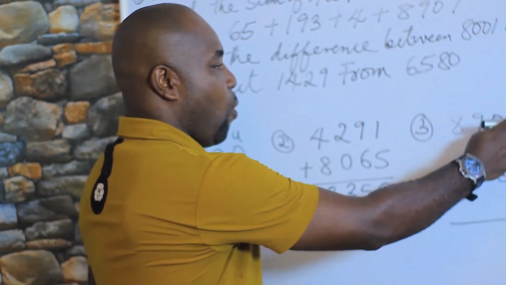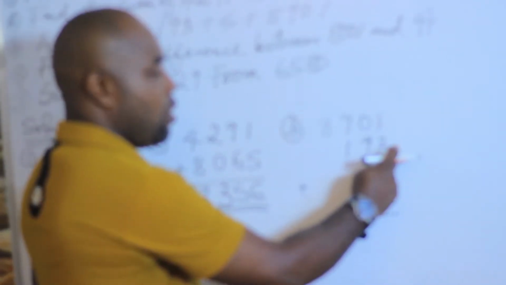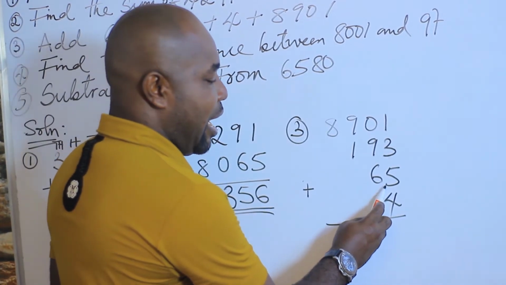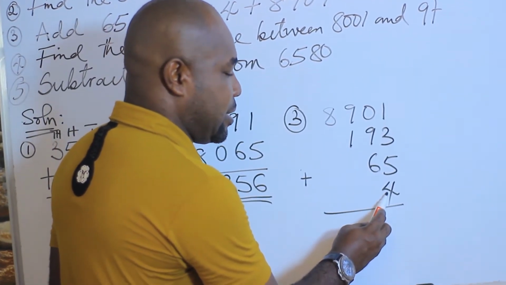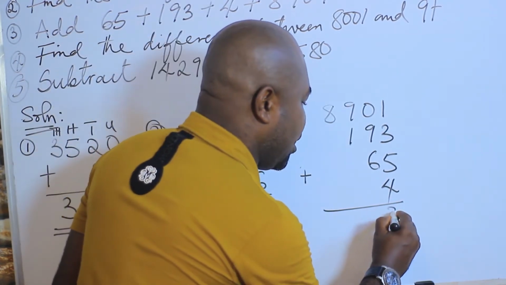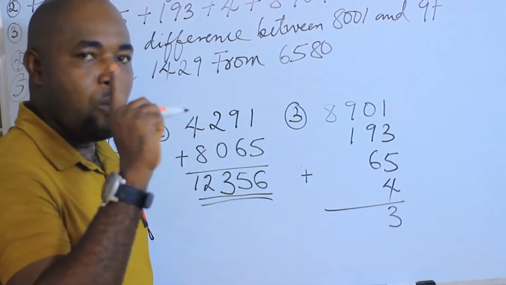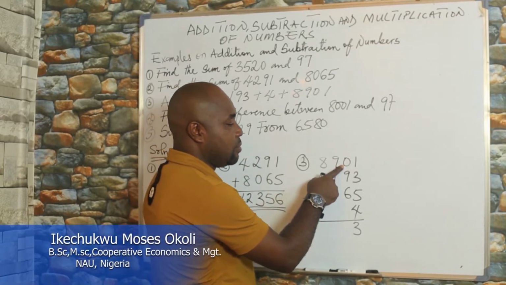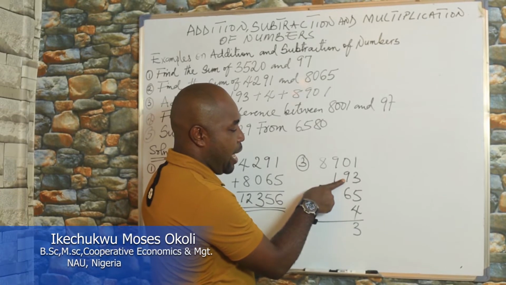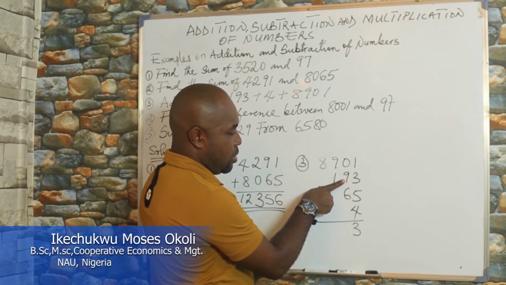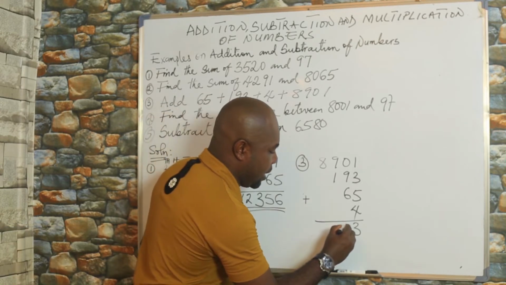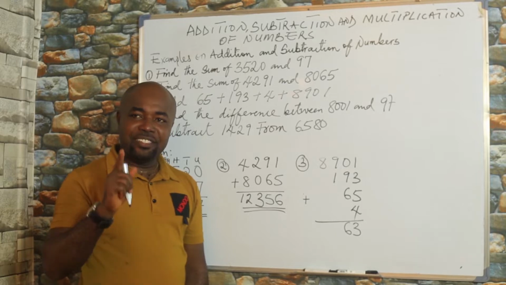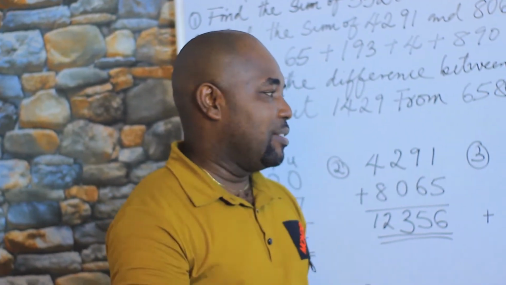Let us add. 1 plus 3 is 4. 4 plus 5 is 9. 9 plus 4 is 13. We write 3, carry 1. We add the 1 here, making it 1, plus 9 is 10. 10 plus 6 is 16. We write 6, we carry 1.